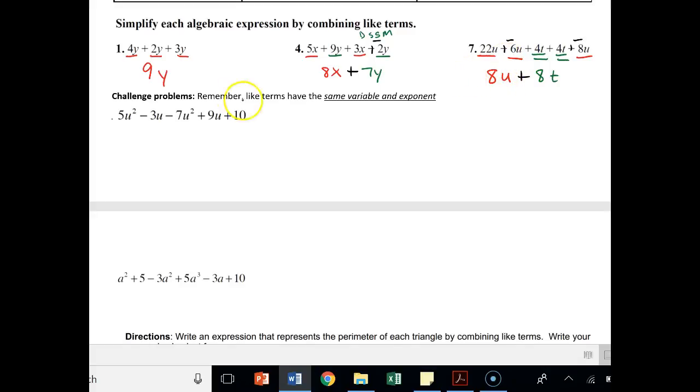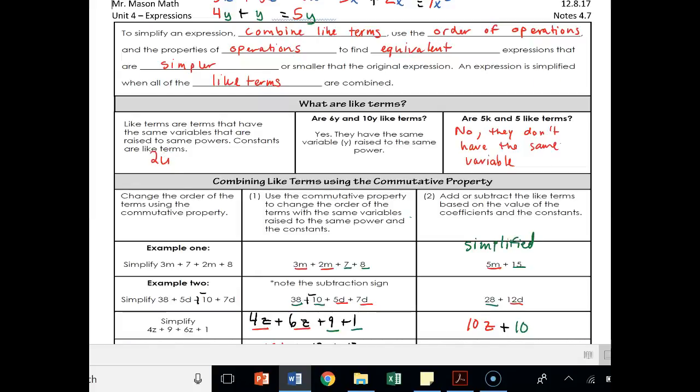So here's a challenge problem. Remember, like terms have the same variable and exponent. So you can't say that 5u squared and 3u are like terms because this u is not squared, right? So we go through, we say plus a negative, we find our like terms. So 5u squared plus negative 7u squared is negative 2u squared.